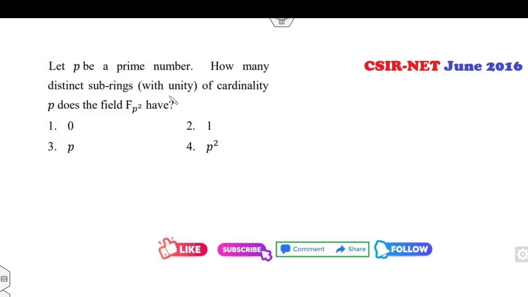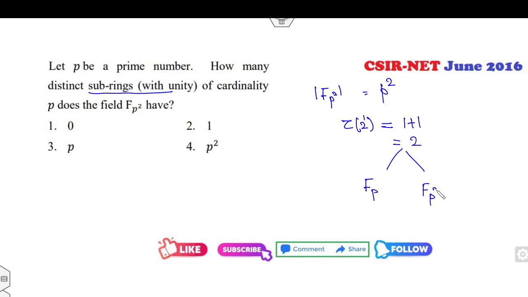Let p be a prime number. How many distinct subrings with unity does the field of order p squared have? The order is p squared. It's a prime, so tau of 2. What is the tau of 2? Power is 1, so 1 plus 1, that is 2. So you have 2 subrings. That means one is F_p, the second is F_p squared itself. The question arises: the cardinality p, how many are there? Only 1. So the right answer of this problem is 1.